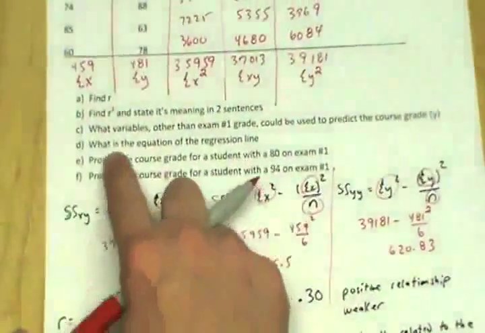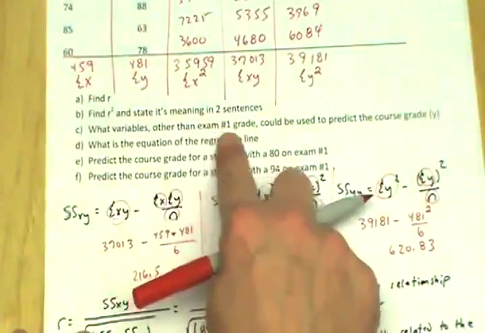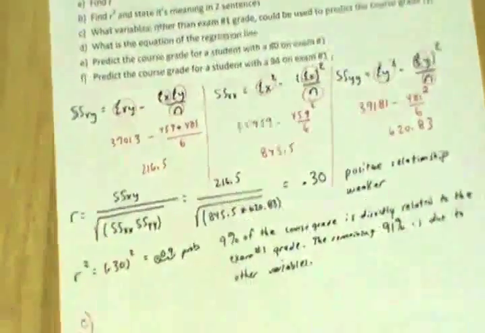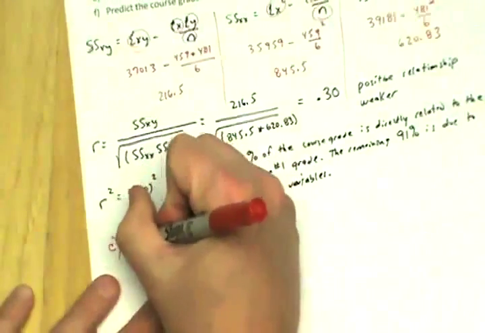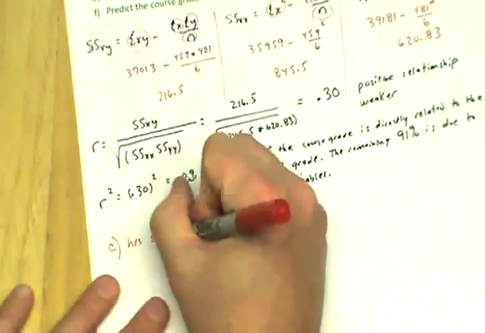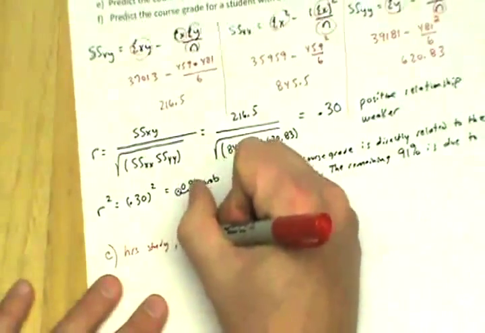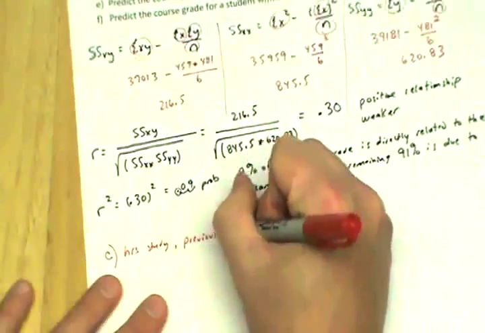C asks, what variables other than exam number 1 grade could be used to predict the course grade? Well, you could say hours of study. You could say previous math experience.